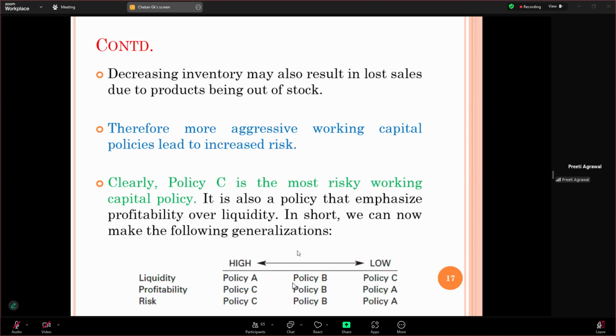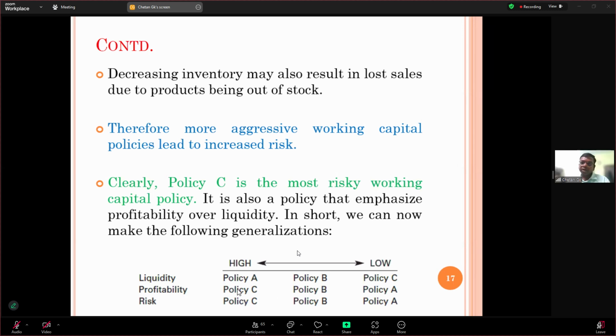It also says that it's high on liquidity. Liquidity is high, but you are going to suffer on the profitability because the policy has low profitability. Because you want to have more liquidity, you are investing more assets in the current assets. The more amount you keep in the current assets, the more it decreases the profitability.